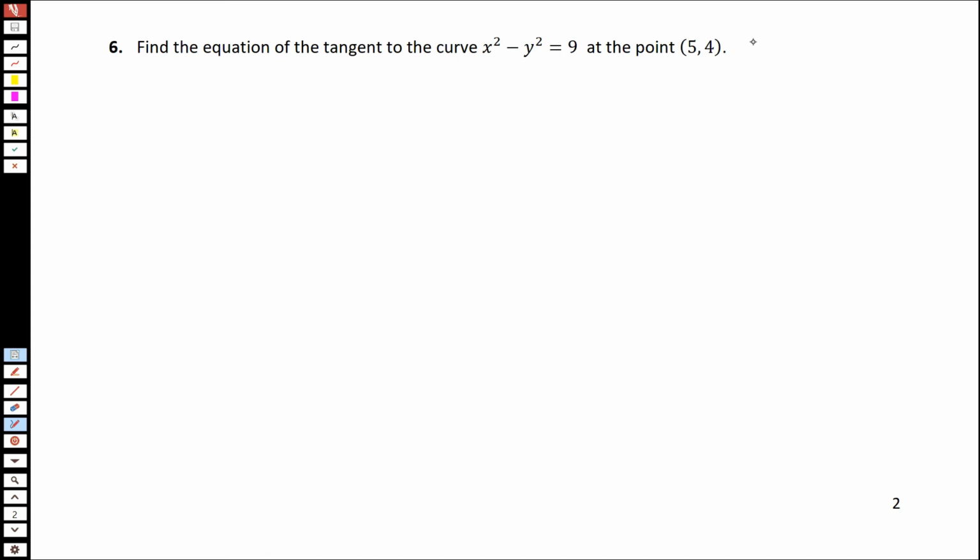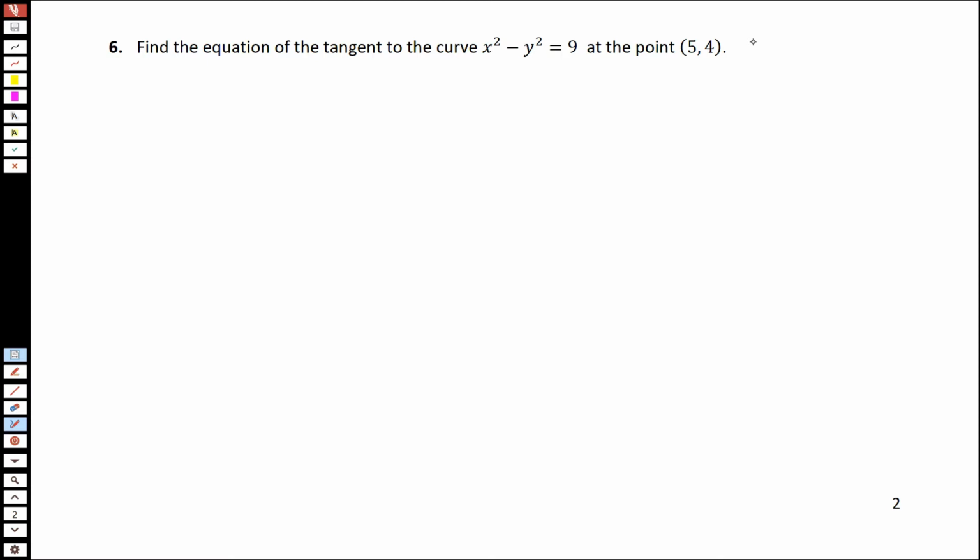In number 6, we are required to find the equation of the tangent to the curve at the given point. So basically, to find the equation of the tangent, we need the gradient of the tangent at that given point, which implies that we have to start by finding the gradient function, or dy over dx.